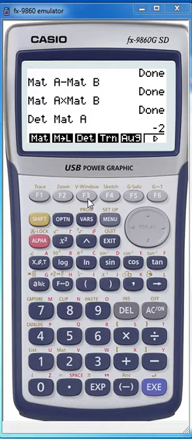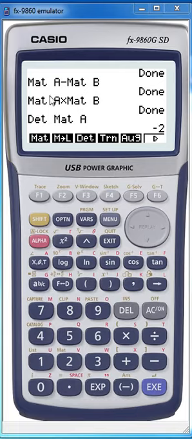Finding the inverse of a matrix is equally straightforward. The key that we need to use for the inverse is a bit difficult to see. It's up above the close brackets here. So see the kind of shadow key that's above the close bracket says x to the power of minus 1, which is a shorthand symbol for inverse sometimes.